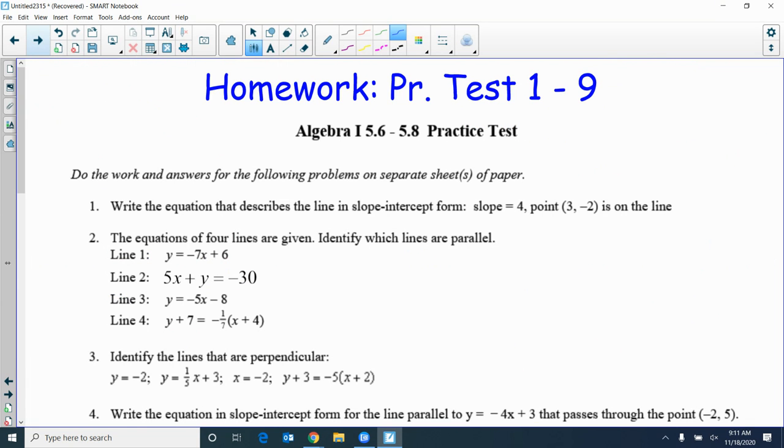We're going to give you the practice test. You're not going to do the whole thing. You're going to do 1 through 9 on a separate sheet, because you need to have a little bit of room. I'm going to hand this to you.